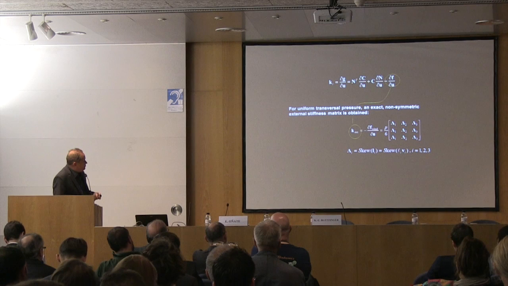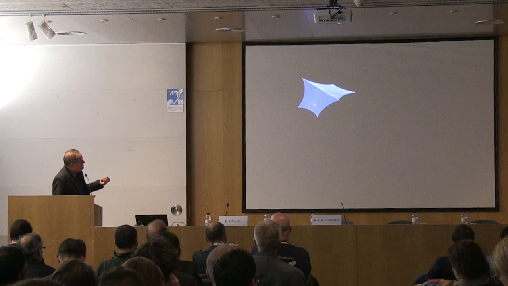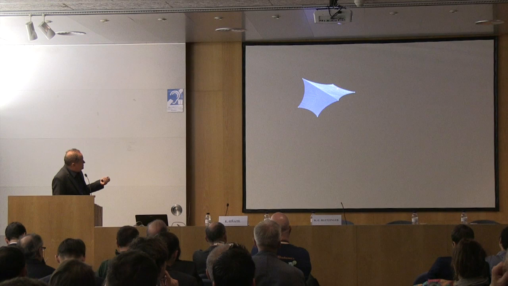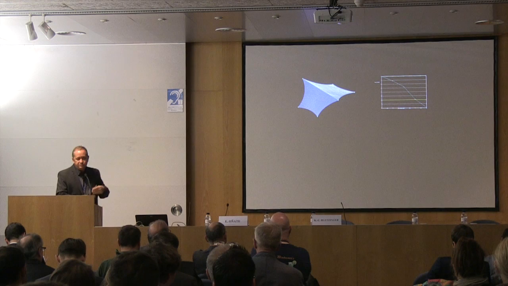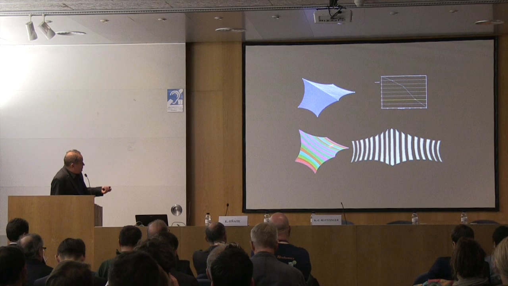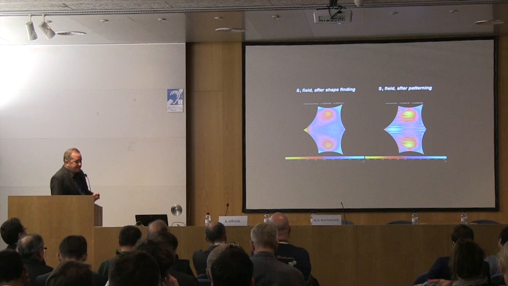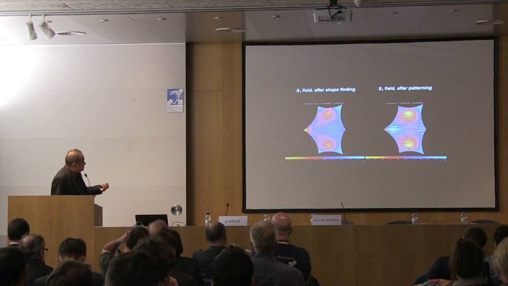Here is an application, a very simple one. We can start with two flat regions. Of course, it's not viable. And in 1, 2, 3, 4 Newton iterations, we find the equilibrium condition. Here we show also the patterning. Here are the planified patterns. And here is the stress field we get in the shape-finding process. It's a nice, smooth stress field.